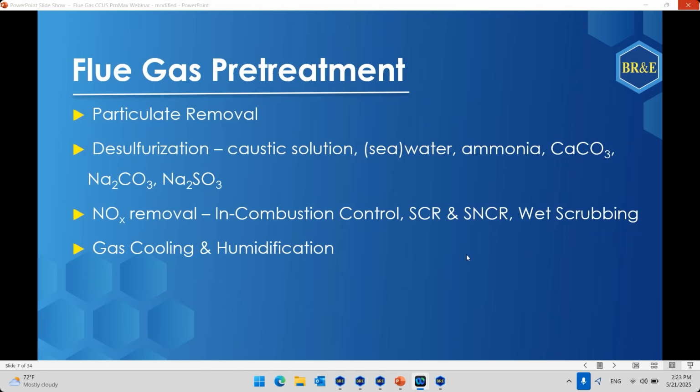The last step of the pretreatment is that we want to make sure that the gas is cooled and we're controlling the humidity of the gas by lowering the temperature to a temperature which is optimal for the CO2 absorption.